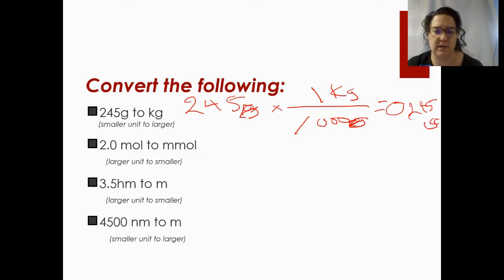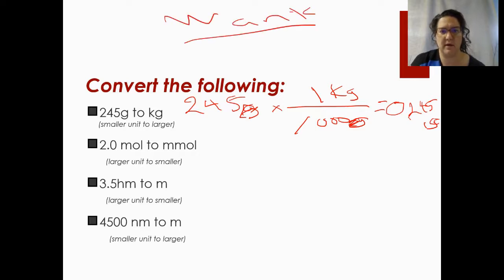So you don't have to worry about multiplying or dividing. We just always put the units that we want over the units that we have, so that we can cross off. It's have multiplied by want over have. Then we can cross off the units that we have and we find the units that we want.